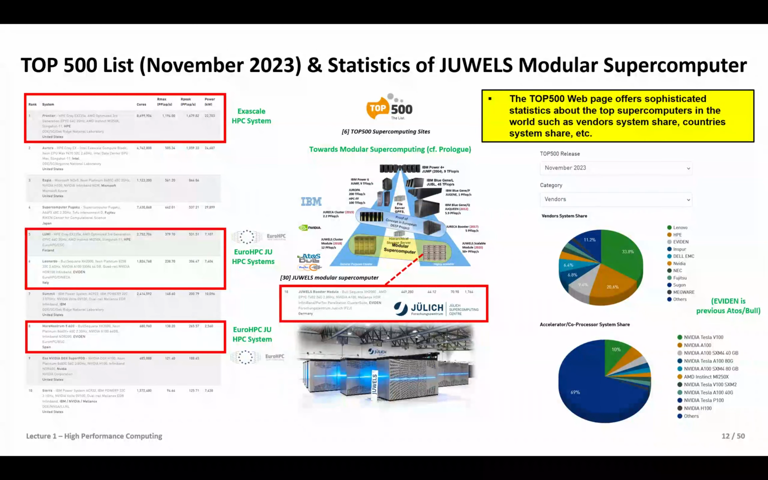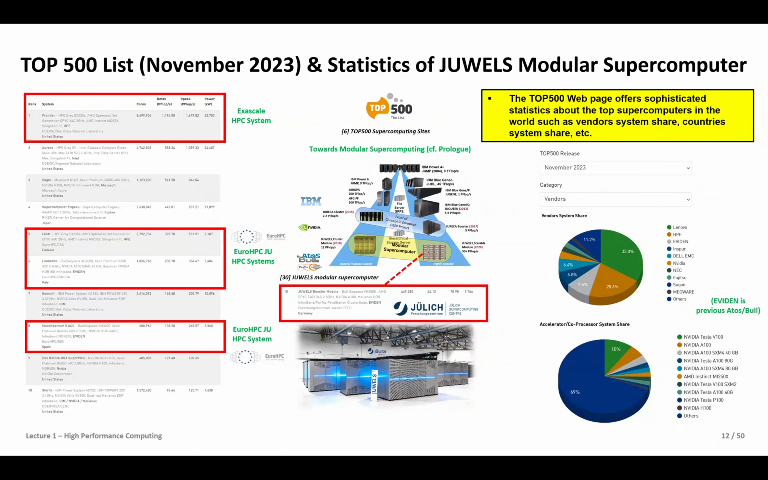The top 500 number is basically something which you should also know. It helps also to understand a lot. So we have here Frontier. It's hard to see properly here, but you have the slides. That is the first exascale system that we have.